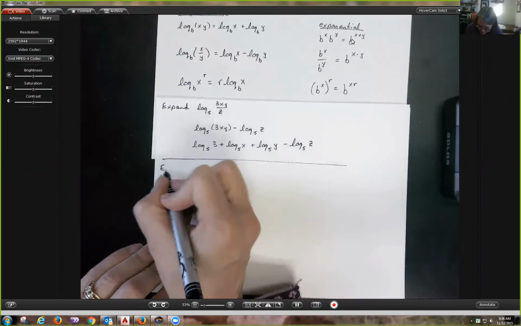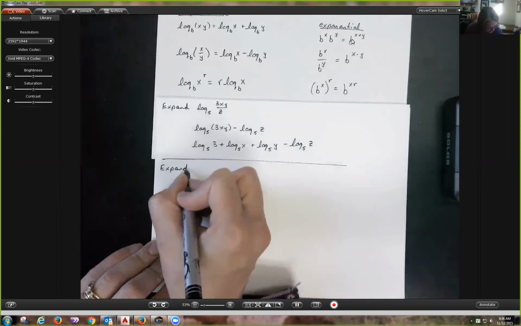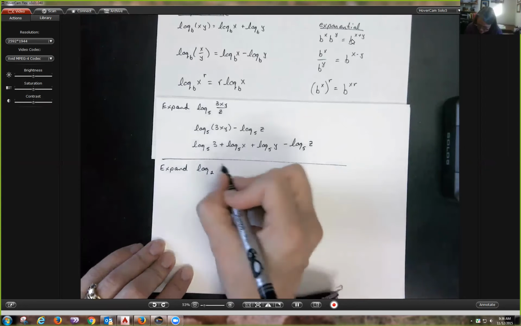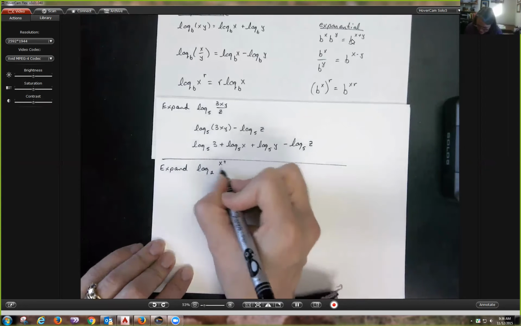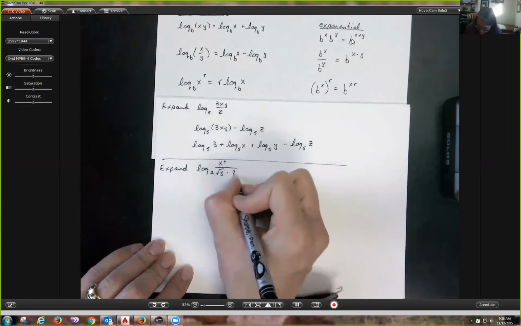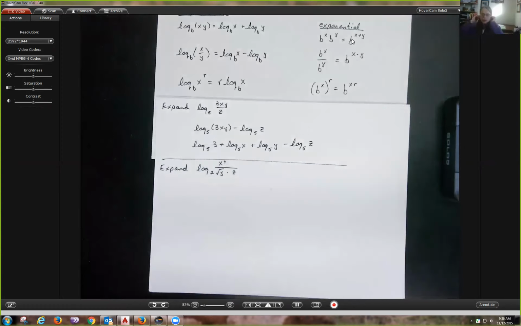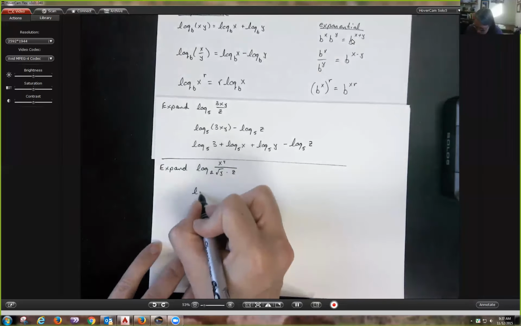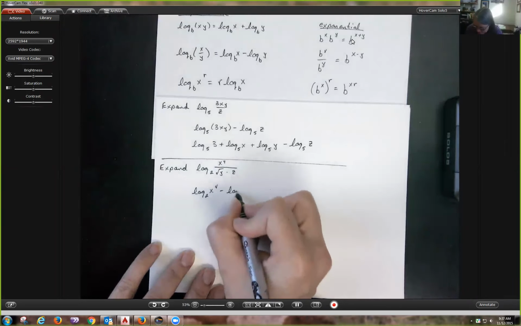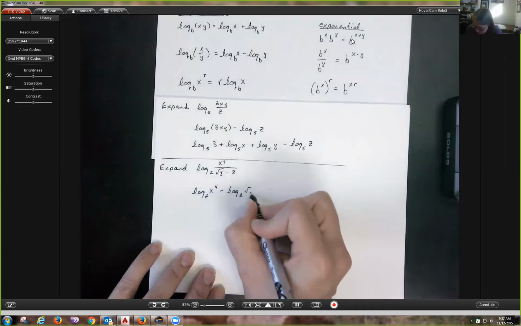Let's expand the log base 2 of x to the 4th over square root y times z. Okay, now we know everything in the denominator is going to be subtracted and everything in the numerator is going to be added. So this is the same thing as the log base 2 of x to the 4th minus the log base 2 of the square root of y.